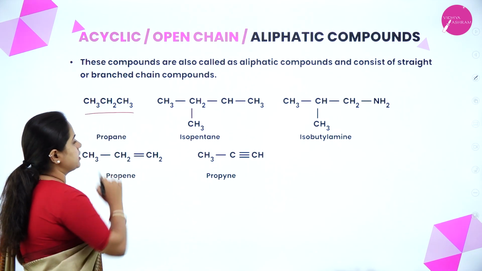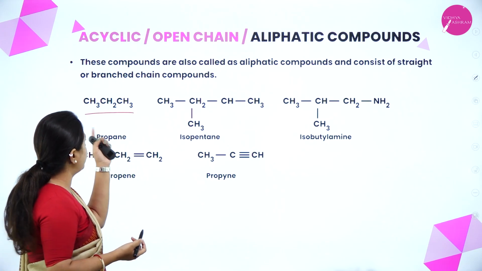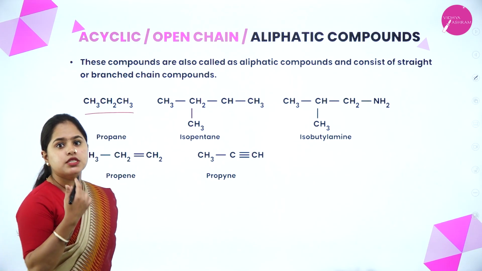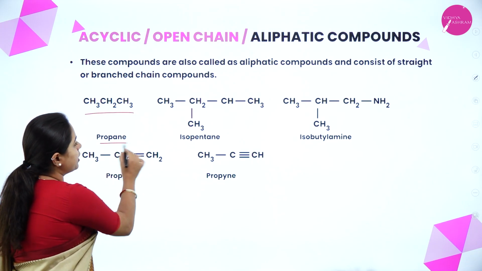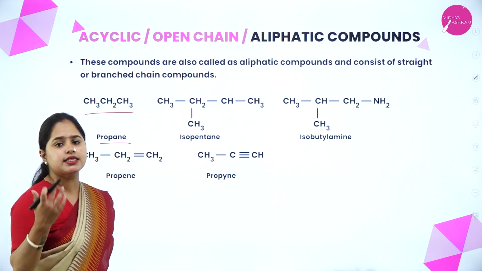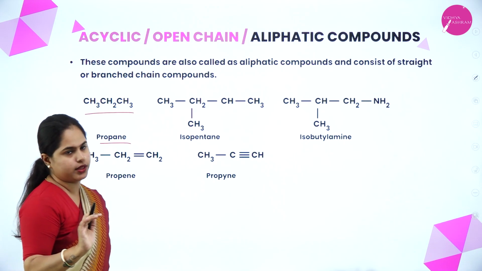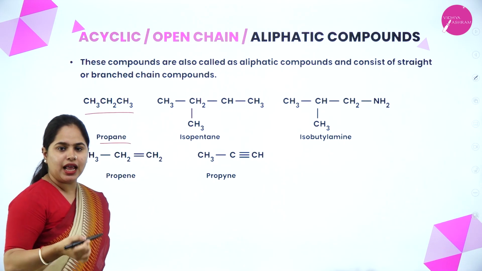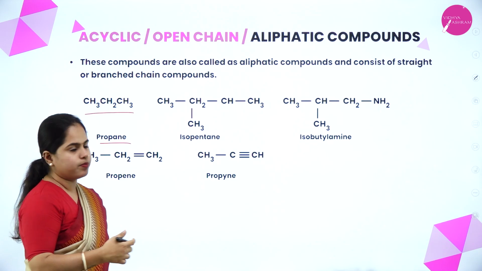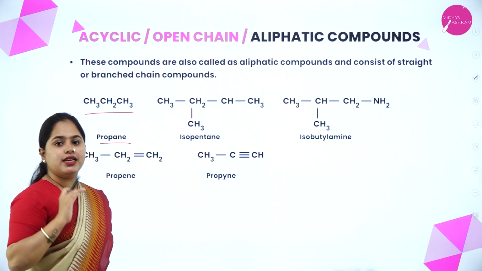So the first one you can see, how many carbon atoms are there? There are 3 carbon atoms. It is an alkane, right? So 3 carbon atoms means it is propane. Alkanes, alkenes and alkynes, you are already familiar with those, right? So this is an alkane. Which alkane? It is propane. As you can see, it is a straight chain compound.